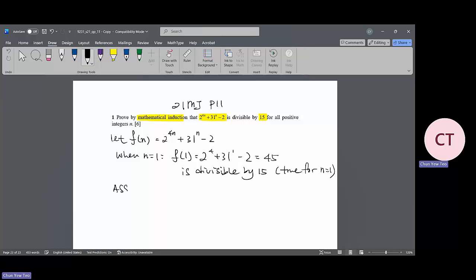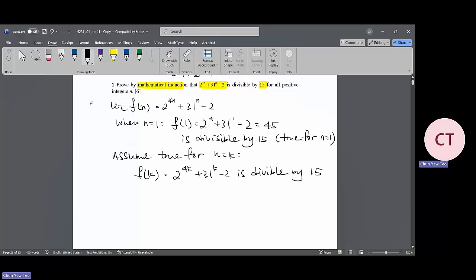Now we assume it's true for n equal to k, which means that Fk, 2 to the power of 4k plus 31 to the power k minus 2, is divisible by 15. We assume the statement is true. Now we want to go for n equal to k plus 1. So we want to show that when n equal to k plus 1, it is still true.